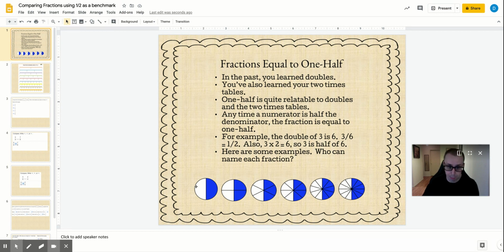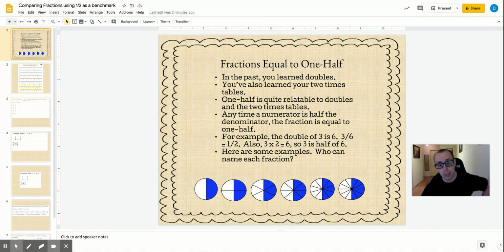So we have 1/2, 1 out of 2. We have 2/4, 2 out of 4, 3 out of 6. Whenever that numerator is half of the denominator, that means that it's equal to 1/2: 4/8, 5/10, and 6/12. You can think about your doubles to help you remember, and you could also think about your 2 times tables.